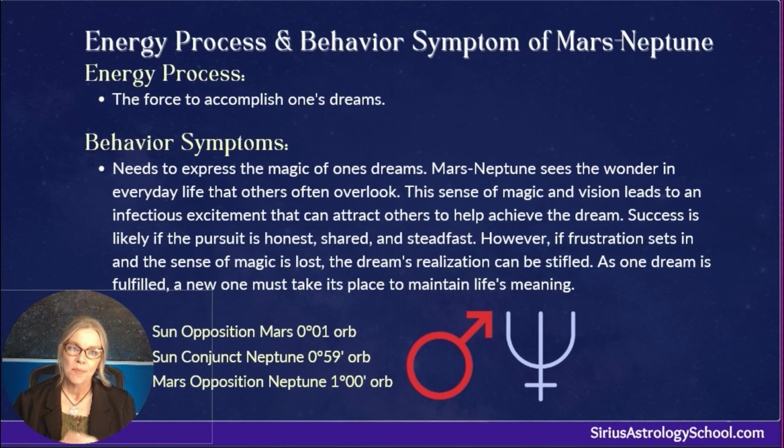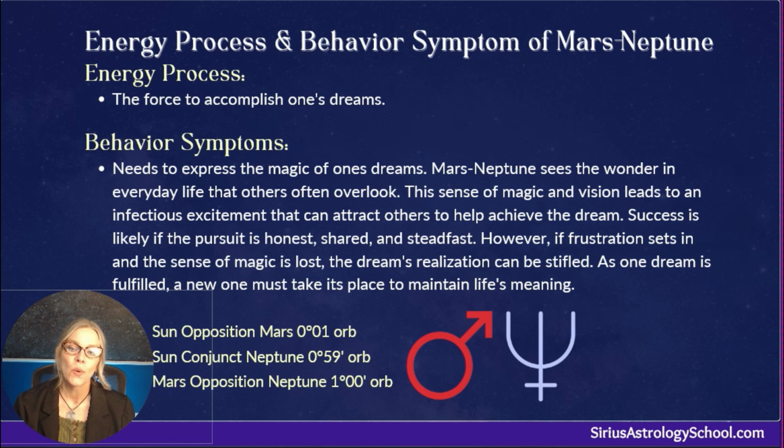So the energy, process, and behavior symptoms of Mars Neptune is the force to accomplish one's dreams. There is a need to express the magic of your dreams when there's a Mars-Neptune energy. There is a desire to see wonder and magic in everyday life, and there's the ability to see that in the little things. The Mars-Neptune person can be infectious with their excitement. They can be someone that attracts others to them to help to inspire their dream to become a reality. Success is likely if the pursuit is something that they're really truly chasing after because they want it, as opposed to doing it because someone else wants them to.